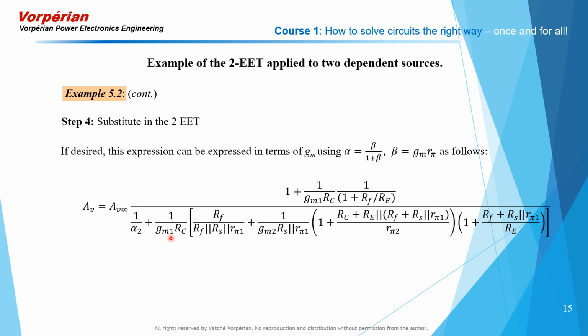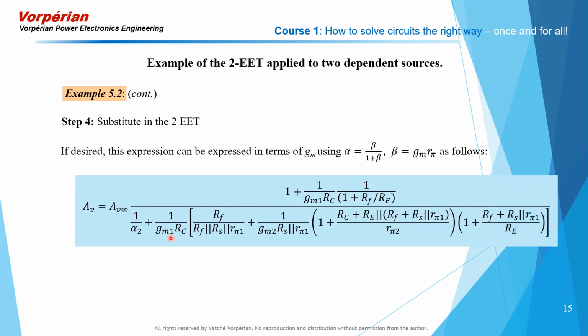So, we have another expression for the closed loop gain in low entropy form, as Dr. Middlebrook would say, or in a meaningful form, as I would say, in which the various circuit elements are grouped together in a meaningful way, series parallel combinations of resistors and terms added to unity for easy comparison. So this is a demonstration of the two extra element theorem applied to two dependent sources for a two-stage feedback amplifier. Thank you.